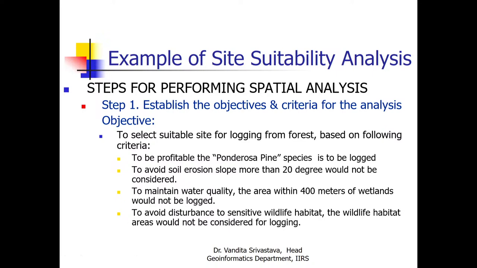Then to avoid disturbance to sensitive habitat, I require a wildlife sensitivity map. That map is already available. It is prepared by the Wildlife Institute or the agency or organization which is taking care of the wildlife. They will have such maps. So you can straight away take those maps from the respective agencies. So for example, you could take a sensitive wildlife habitat map. So I have identified the right parameters that I require for integration.